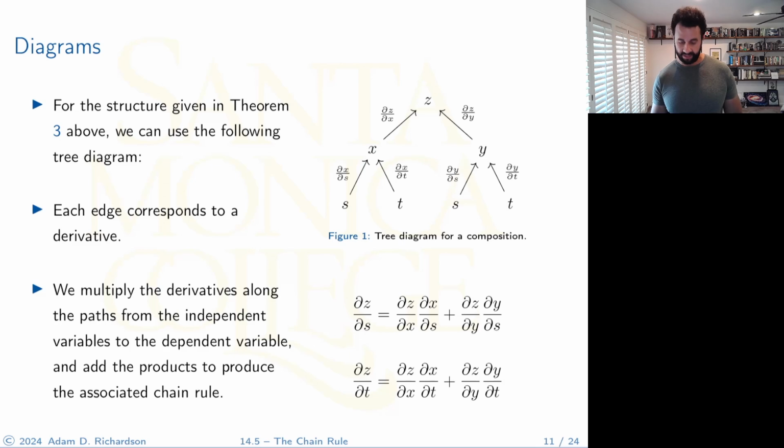Do the same thing for t. So for t, it's this way and this way, so it'll be partial z, partial x times partial x, partial t, plus partial z, partial y, partial y, partial t.